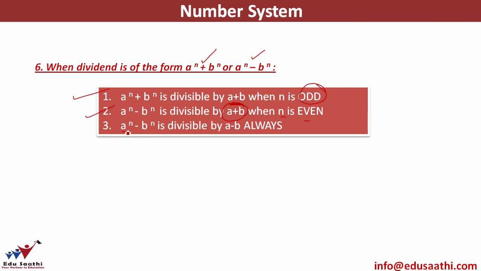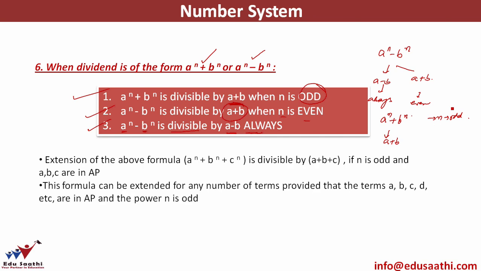And a raised to power n minus b raised to power n is divisible by a minus b always. So it is always divisible. So when you have a raised to power n minus b raised to power n, you will have two results, a minus b and a plus b. This will be always, and this will be only when n is even. Whereas when you have a raised to power n plus b raised to power n, it will be divisible by a plus b when n turns out to be odd. So these are the sets of rules that we need to look at. Let's look at the extensions for the formula.